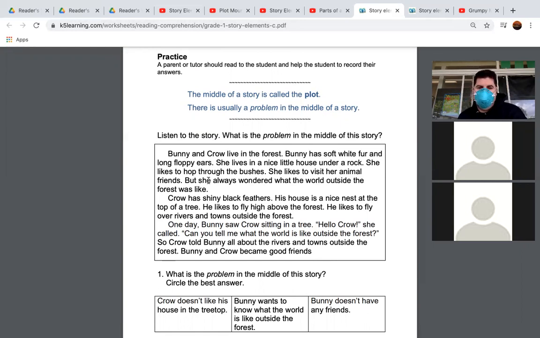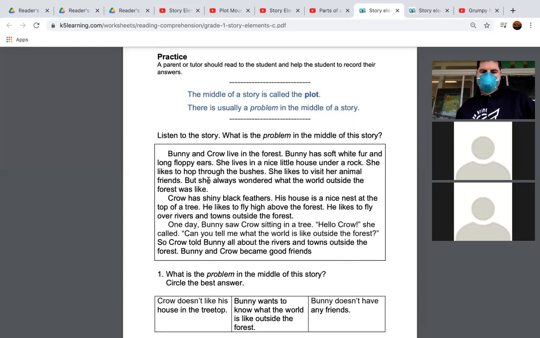Bunny and Crow live in the forest. Bunny has soft white fur and long floppy ears. She lives in a nice little house under a rock. She likes to hop through the bushes. She likes to visit her animal friends, but she's always wondered what the world outside the forest was like. The crow has shiny black feathers. His house is a nice nest at the top of a tree. He likes to fly above the forest. He likes to fly over the rivers and towns outside the forest.